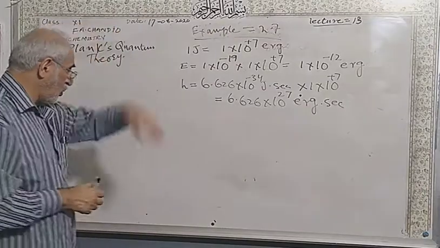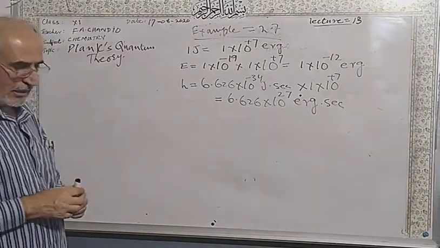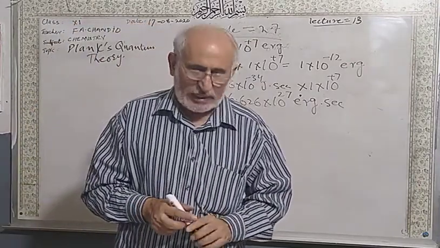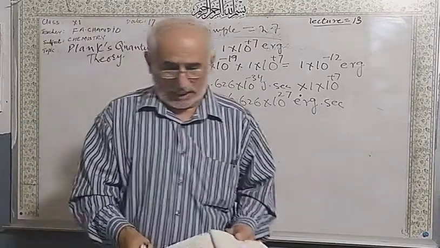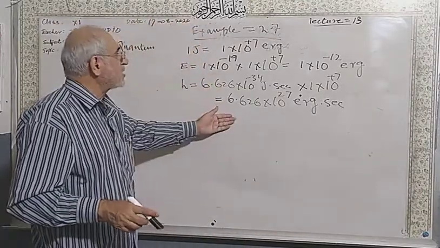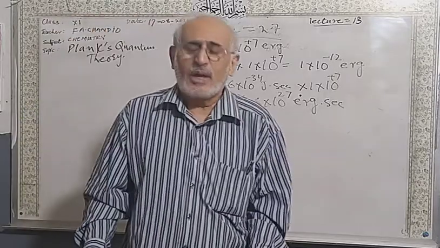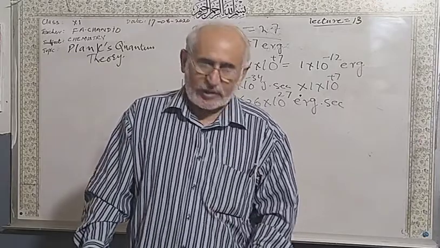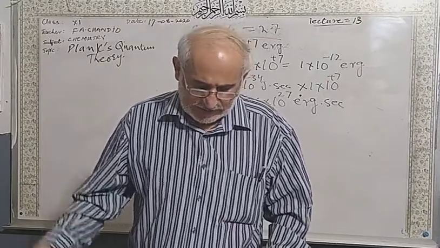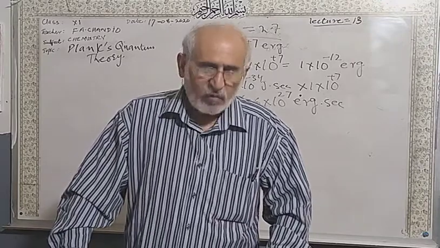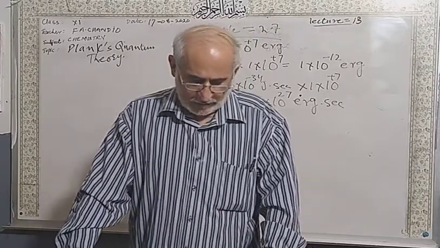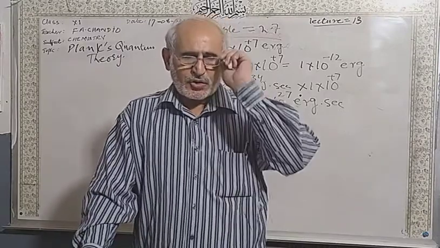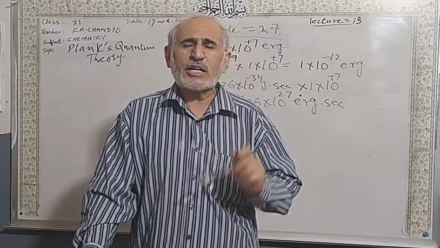So now use the same formula and calculate. Same formula means frequency is equal to E over H. I have written all these things. Just put the values as same and calculate yourself at home. Frequency is equal to E over H. E is given, H is given, and wavelength is equal to c over frequency, where c is the velocity of light, 3 into 10 raised to power 8 meters per second.